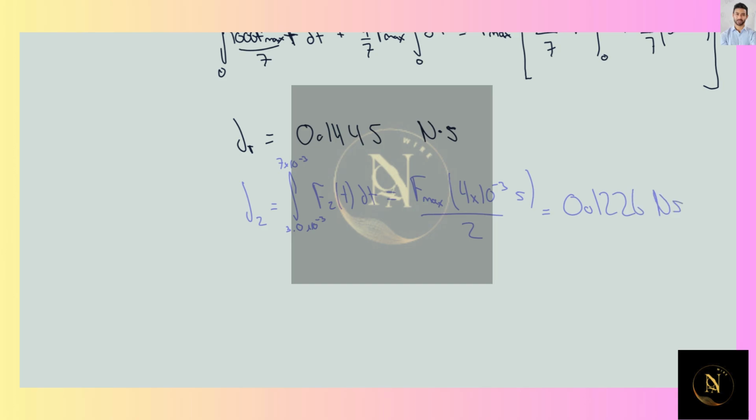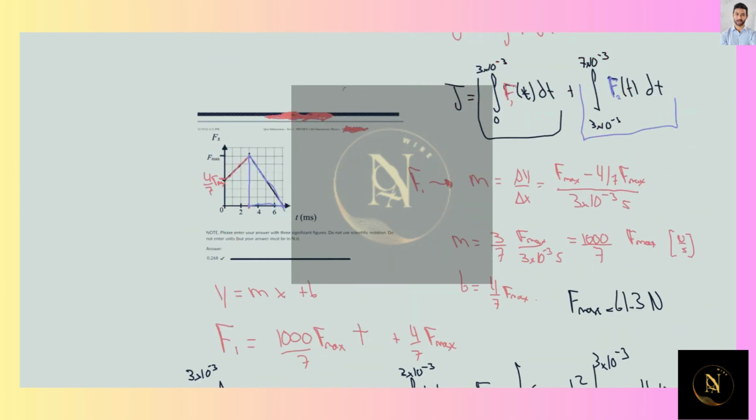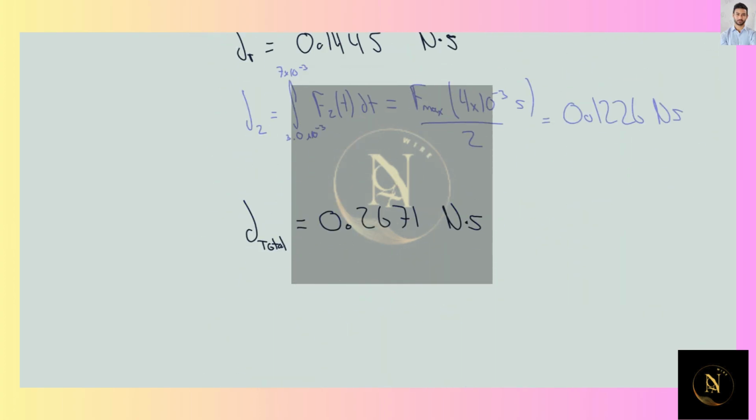newton second. So now we just need to add both of the values for the impulse. The total impulse for the whole movement is going to be 0.1226 plus 0.1445, which is 0.2671 newton seconds. In this case, we're asked to give our answer with 3 significant figures, so this would be equal to 0.267 newton second. And with that, it would be all.